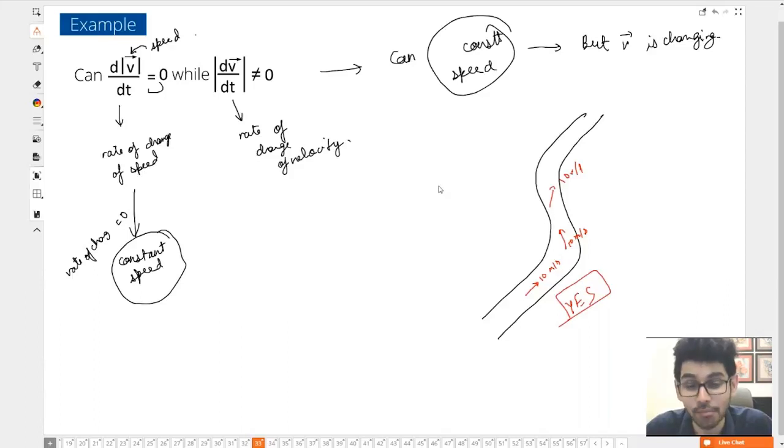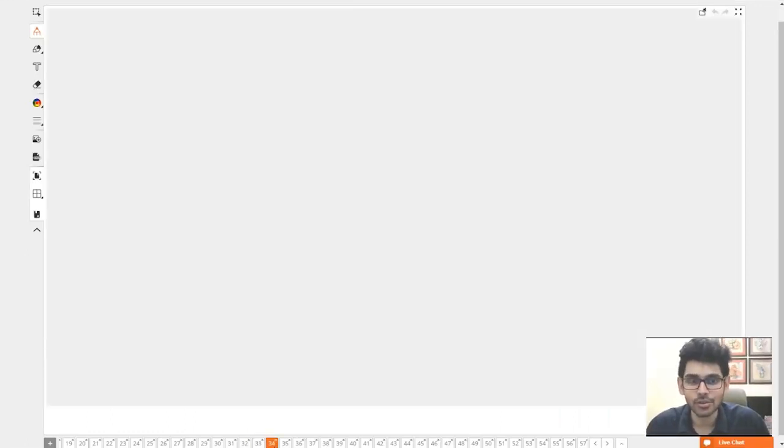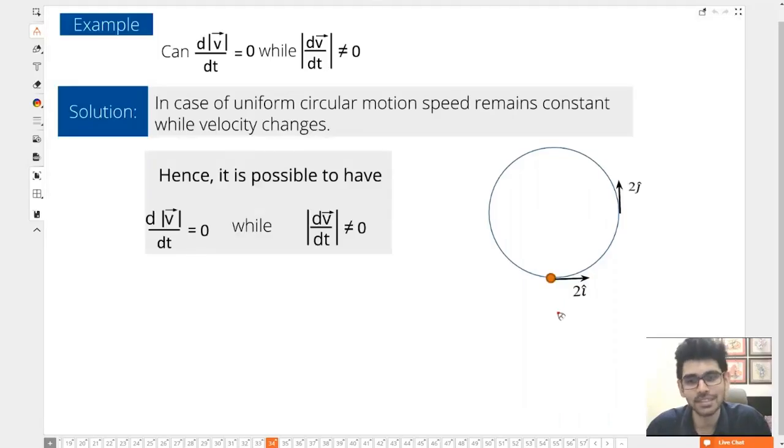One of the classic examples, and many of you are saying there is no acceleration, then how is it changing? For circular motion, you need acceleration. Understand this. For circular motion, acceleration is needed. But again, we'll get to that later. Now let's have a look. So one classic example is circular motion, or wherever there is a curve.